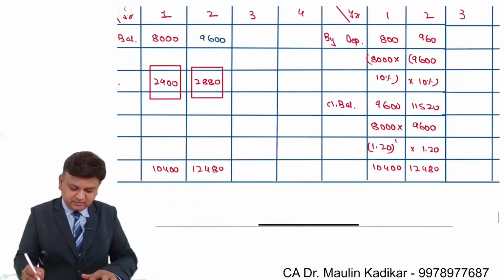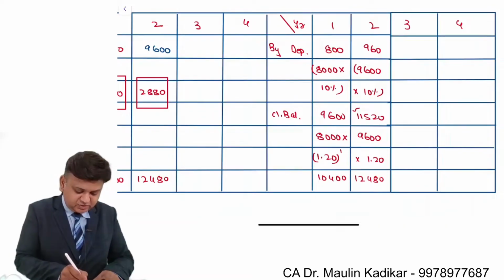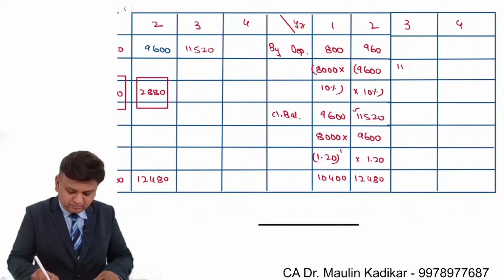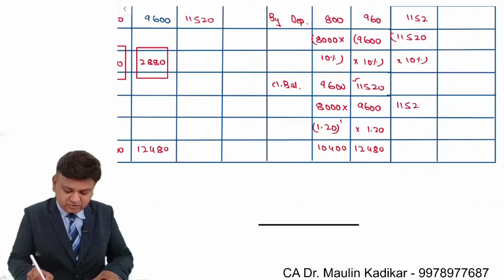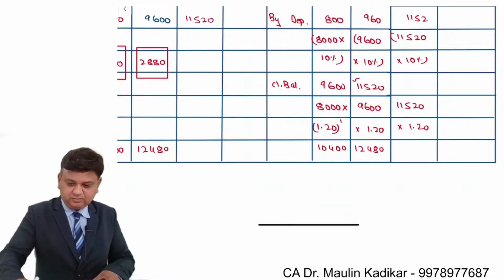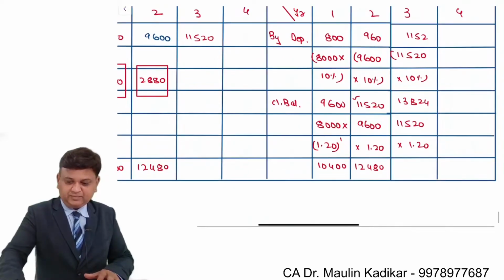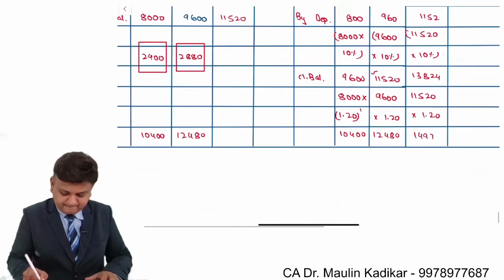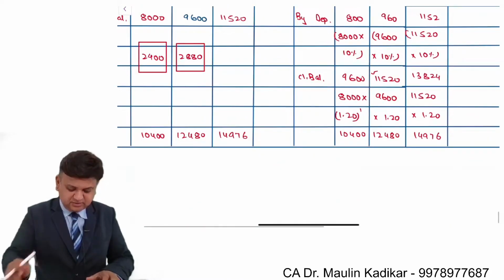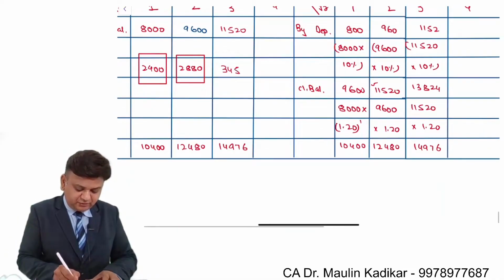Next, for the third year, again the depreciation will be calculated. The closing WDV at the end of the second year is the opening for the third year. 11,520 into 10%, that is 1,152. The closing balance will be 11,520 into 1.20, which is 13,824, plus 1,152. So 14,976. So 14,976 minus 11,520. So it is 3,456.